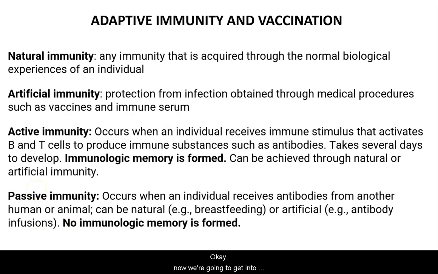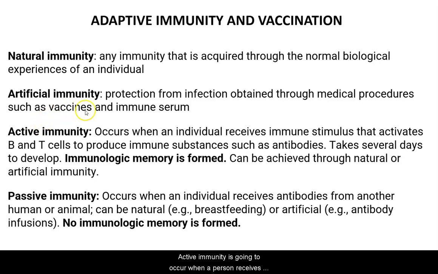Okay, now we're going to get into vaccination. But before we do, we need to define a few terms. We need to define natural versus artificial immunity, and we need to define active versus passive immunity. Natural immunity is going to be any immunity that's acquired through the normal biological experiences of a person, okay? Artificial immunity is going to be protection from an infection obtained through medical procedures.